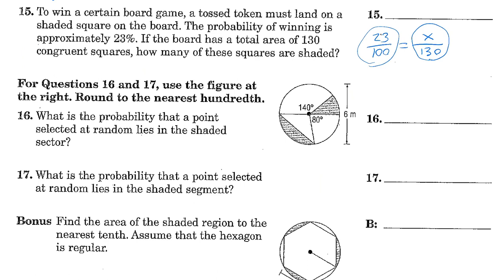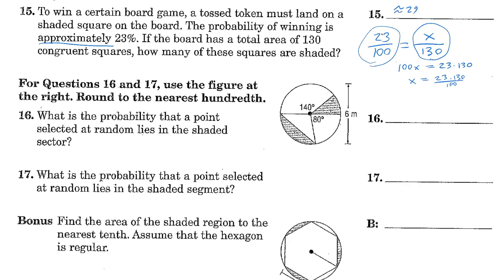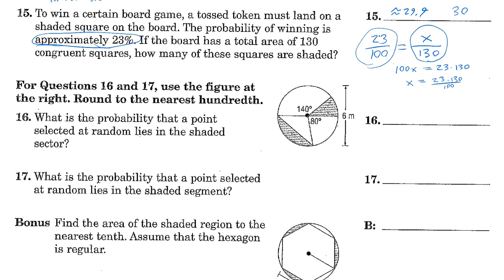23%? And that was only approximately, right? So it's saying it wasn't exactly 23, they rounded. So if we cross multiply, we get 100x equals 23 times 130, and then we divide by 100. So x equals 23 times 130 all over 100. So 23 times 130 divided by 100 is about 29.9. But since they were approximate, that means there was 30 squares was the answer there, okay?